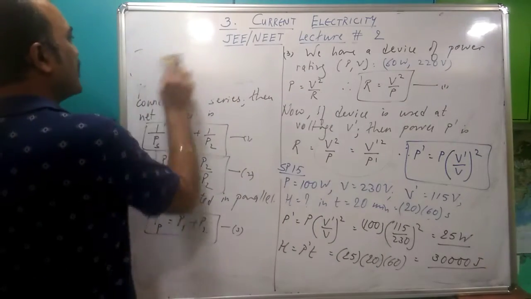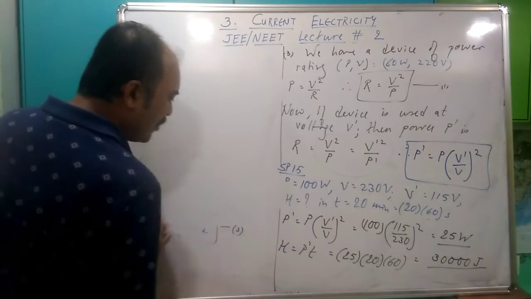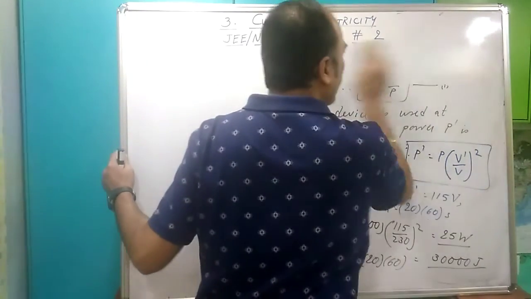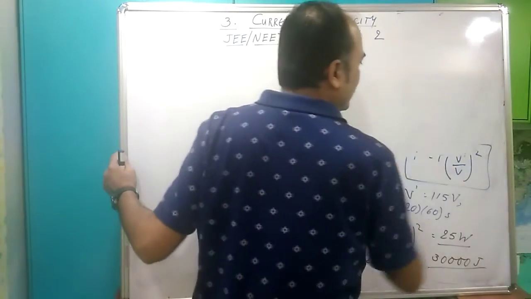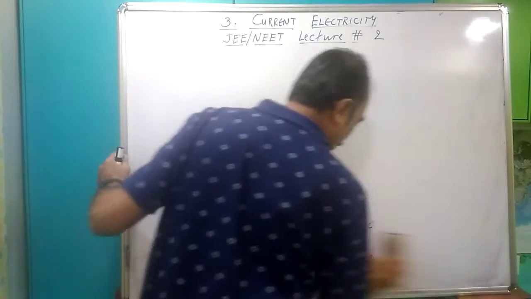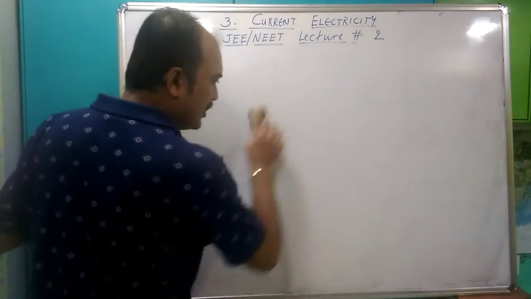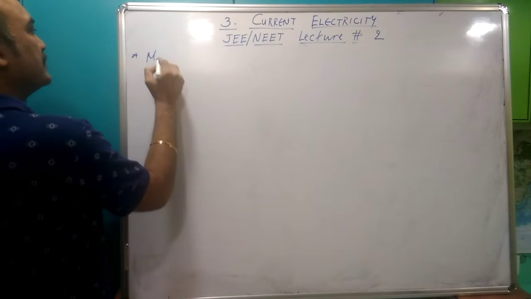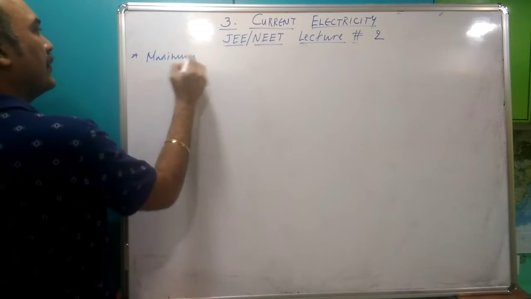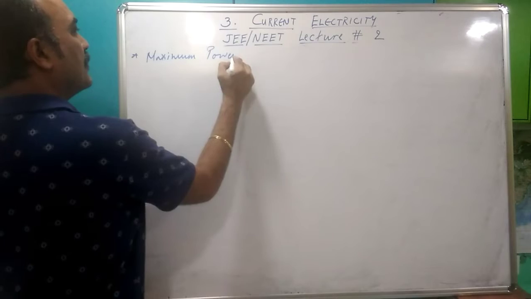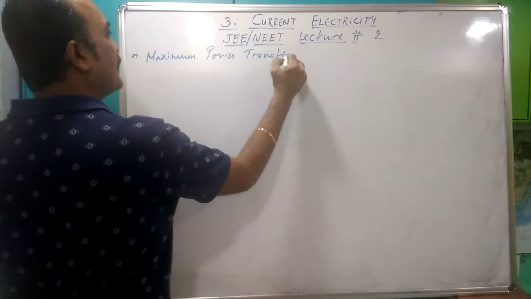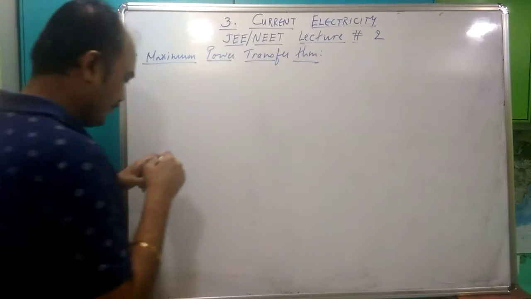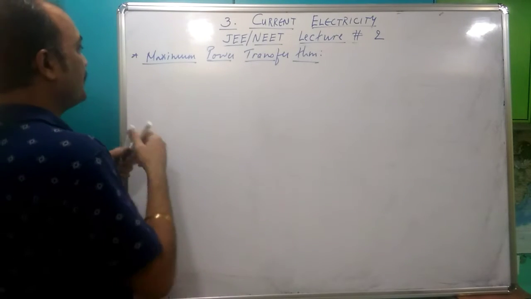Let's move on. I am talking about a new thing which is called maximum power transfer theorem. Look at this carefully. A lovely thing, no problems at all. Then we'll gradually move on to Wheatstone bridge and potentiometer. So what is this called? Maximum power transfer theorem. Okay. What does it entail? What does it say? That is the idea.